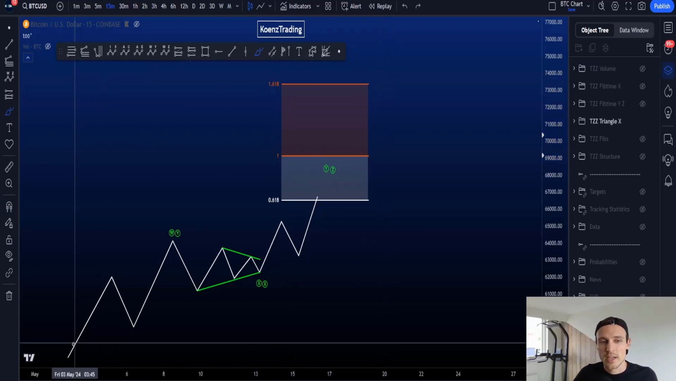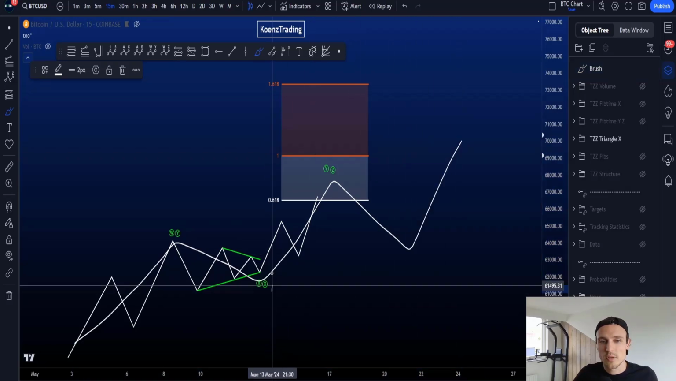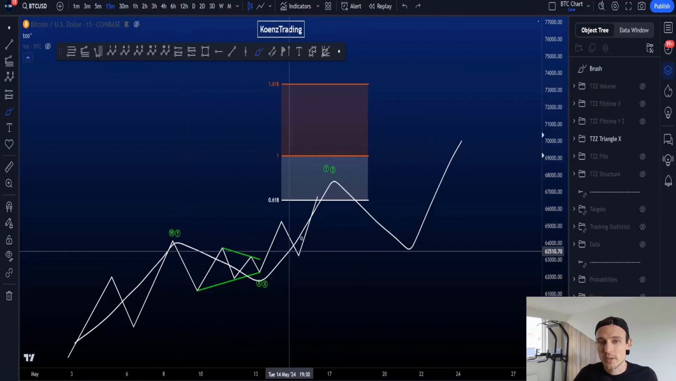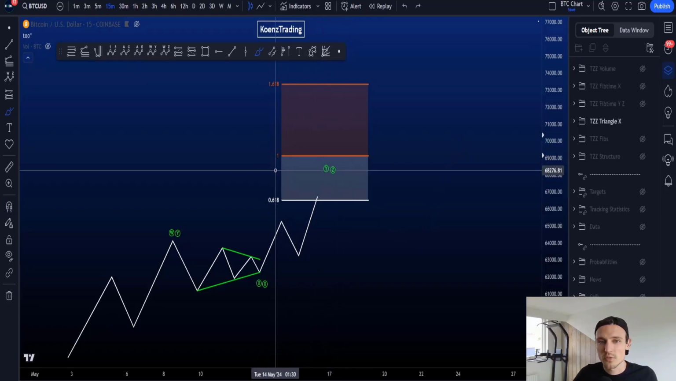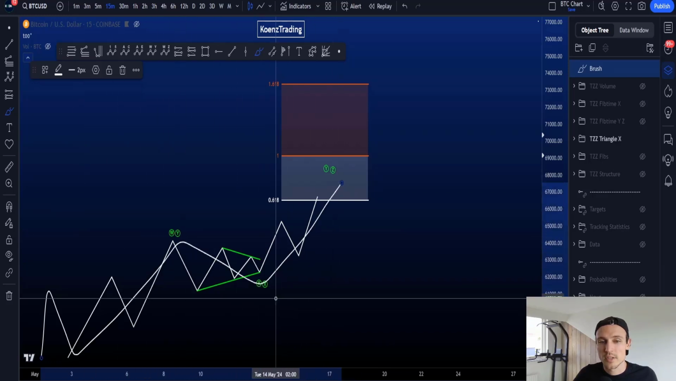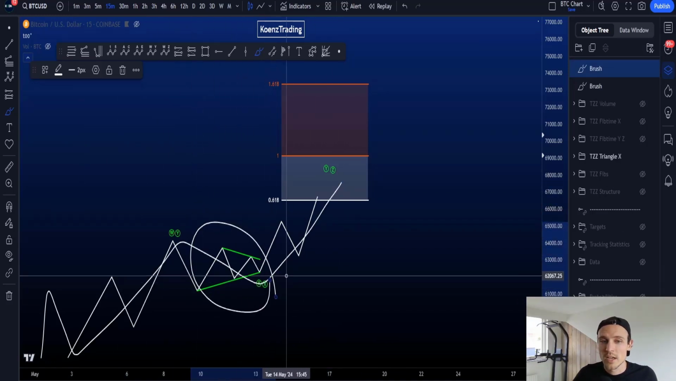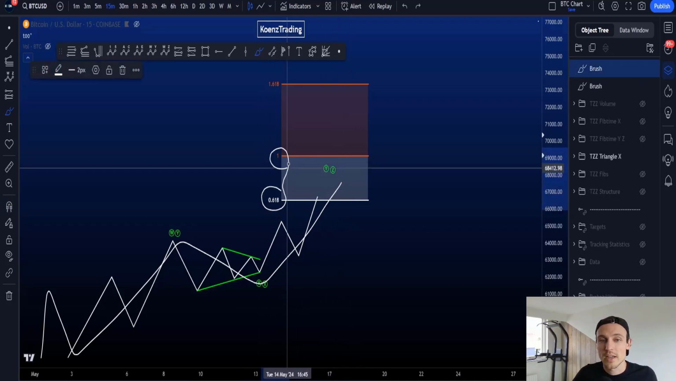In other words, if we are looking for a WXY and then another XZ, if you have a triangle in your first wave X, the target area for your wave Y is between the 0.618 and the 1-to-1. And if you have a WXYXZ and you have a triangle in the second wave X, the common target area for your wave Z is between the 0.618 and the 1-to-1.